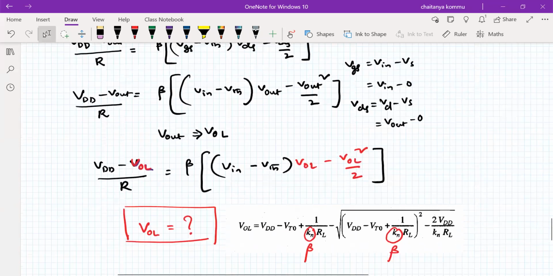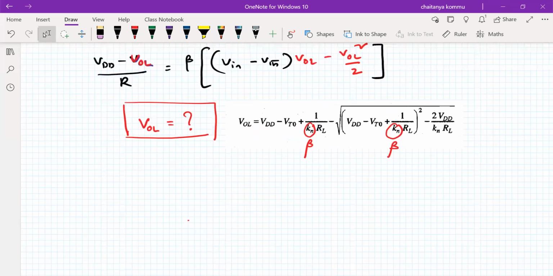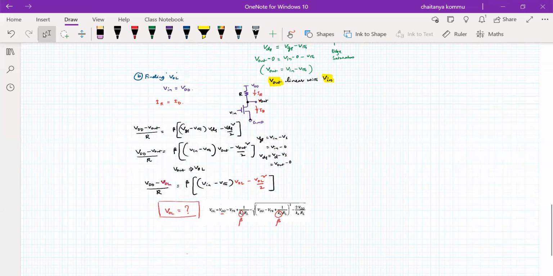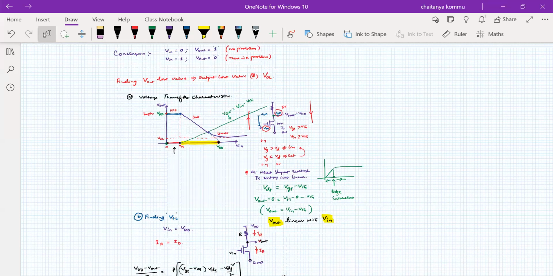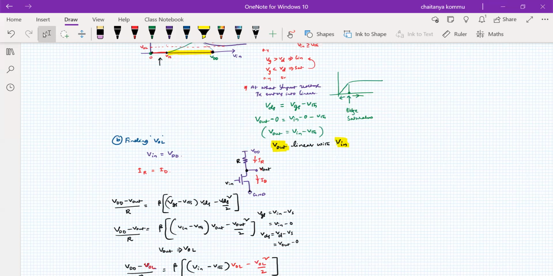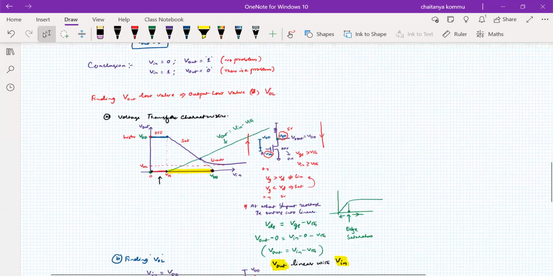Therefore, we find that VOL, the output low value, is not zero but is less than the VDD value. Of course, you will find it near zero because so many negative terms are there in this one. That's what we can calculate. This kind of theory is necessary to find out the characteristics of an inverter. Finding the Vout value at low voltage requires the transfer characteristics and finding the VOL. So this is all about the inverter.